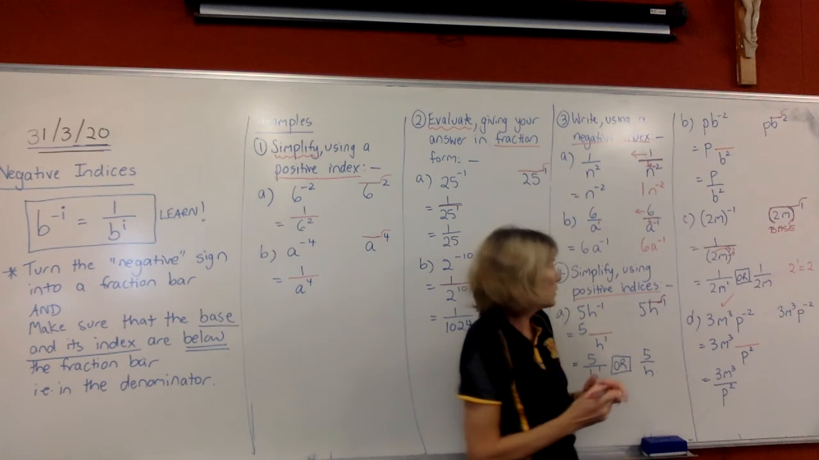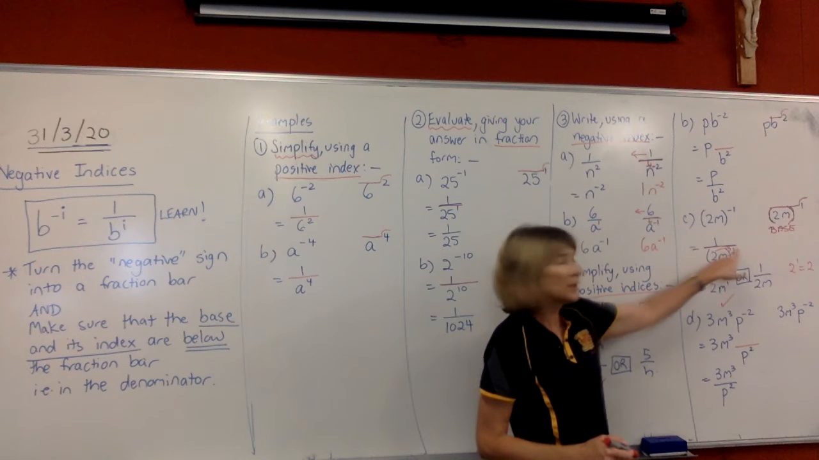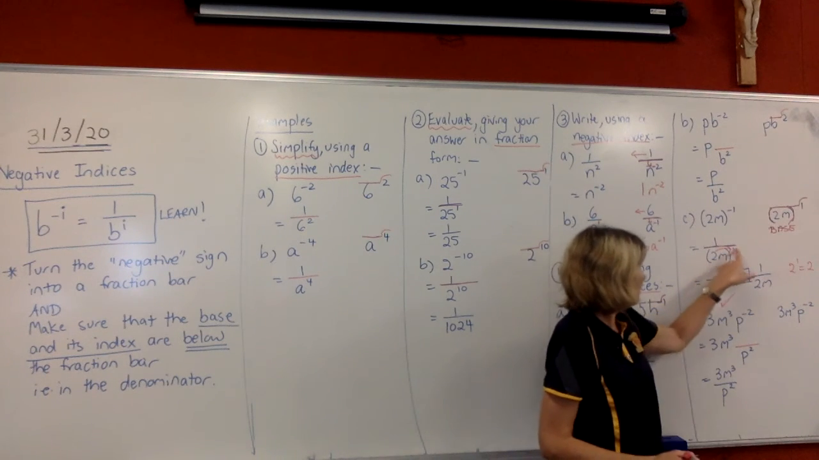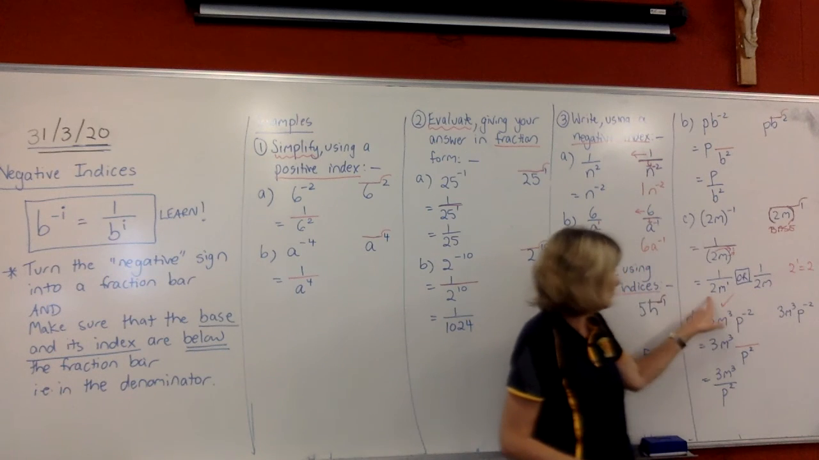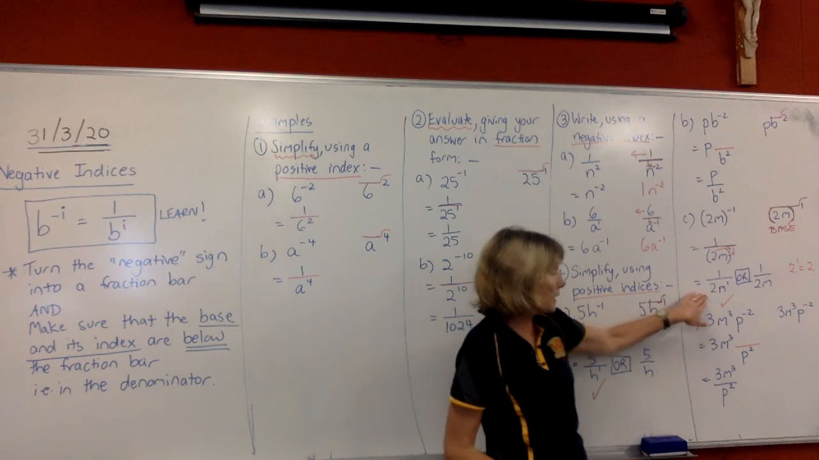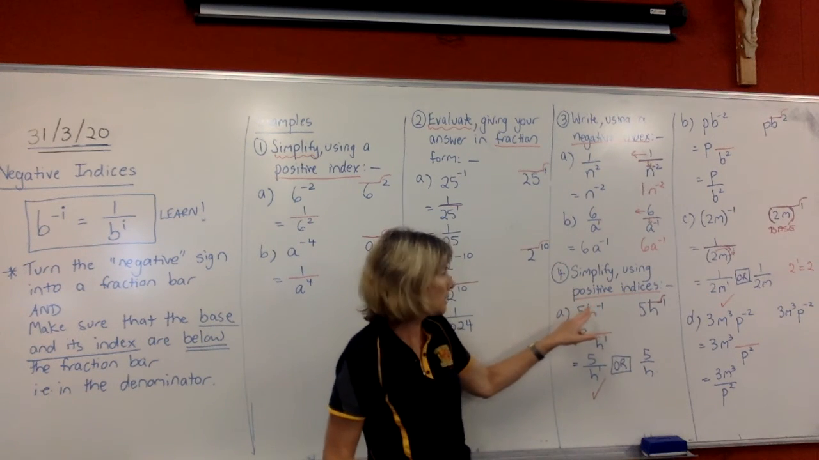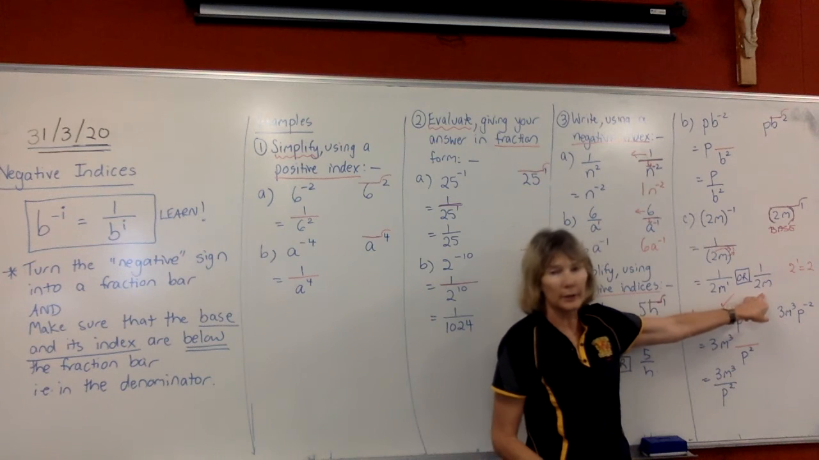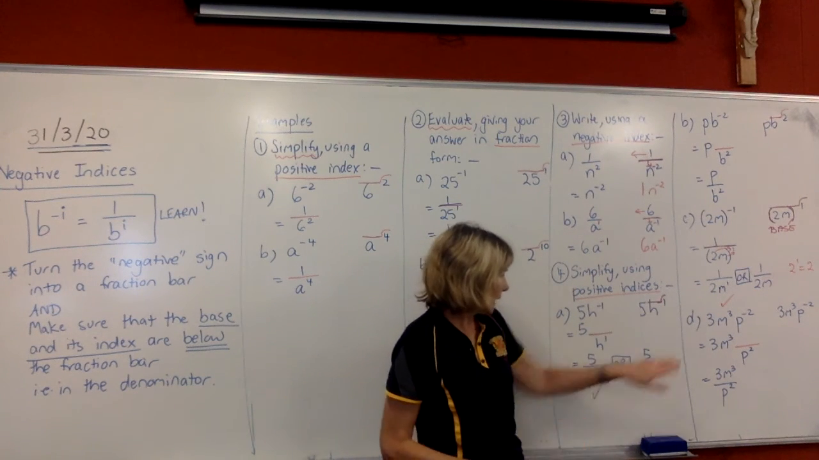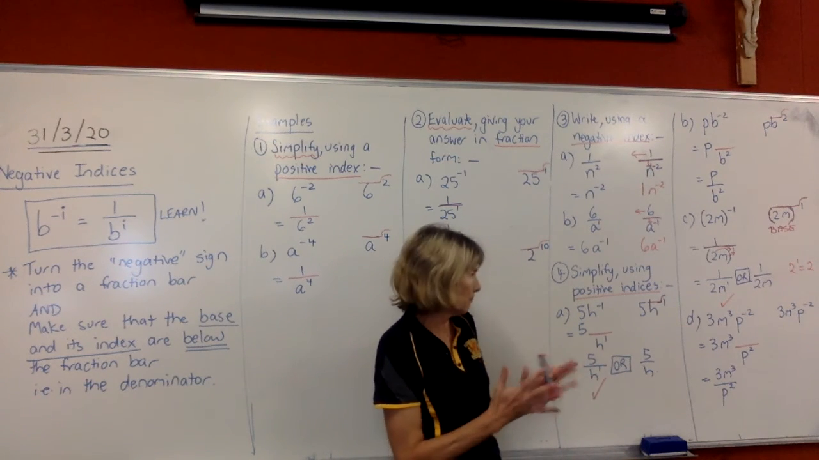Now the next bit, all you're doing is just doing what we did with index rules. So everything in the bracket has to be raised to the power of 1. So 2 to the power of 1 equals 2, and then we just write m to the power of 1. So that technically is answering the question, writing it with a positive index. Some of you will probably go to there. That's technically correct.